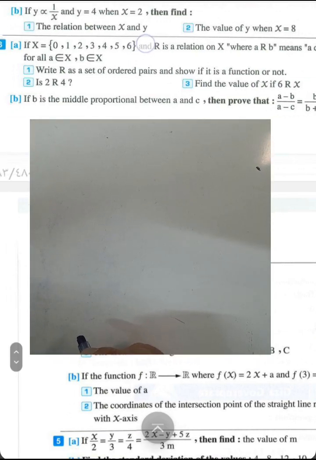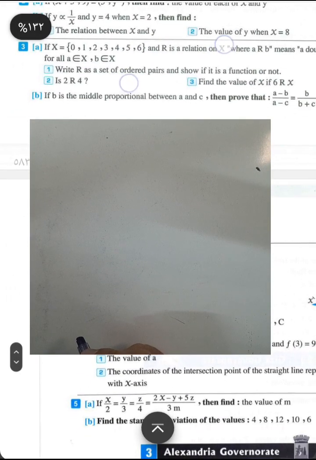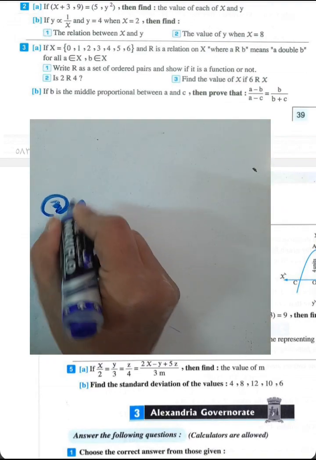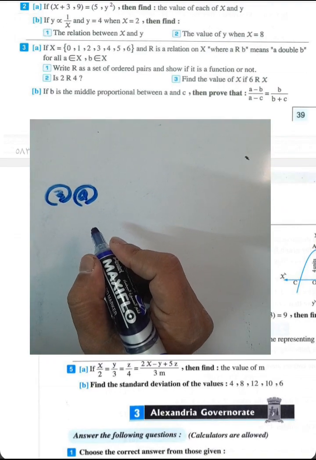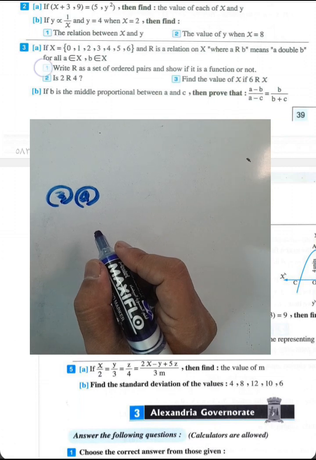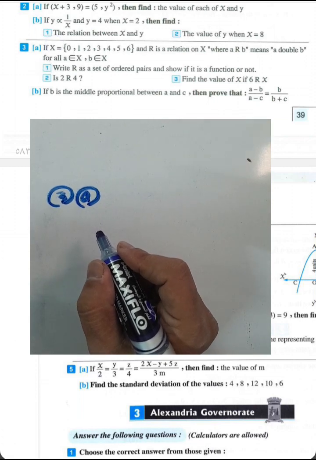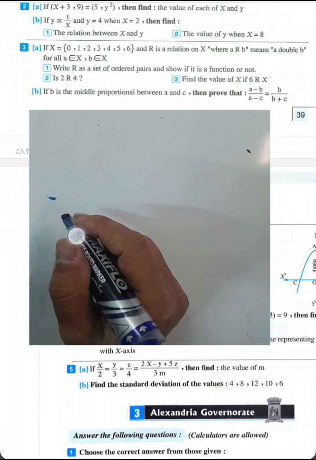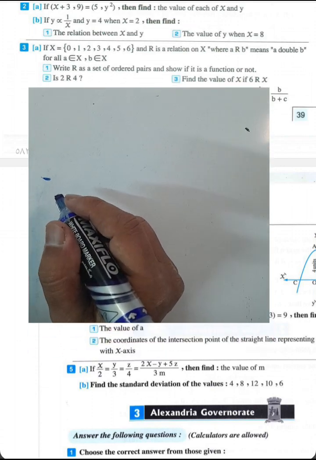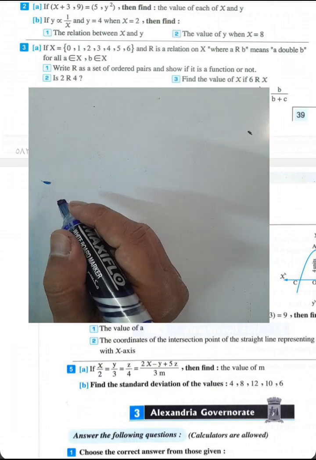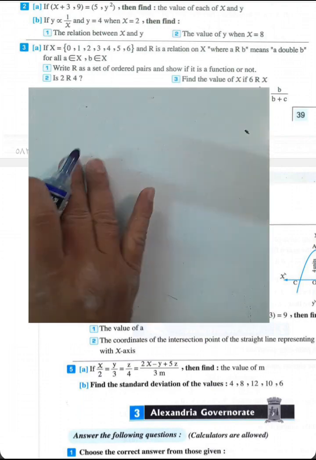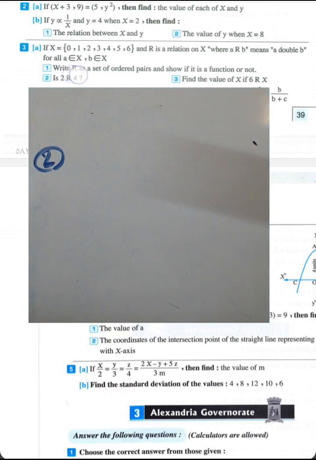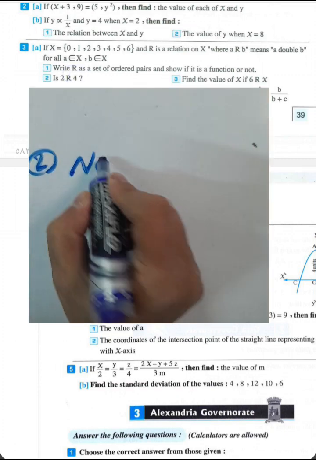Question 3, letter A. We have another question about this example. We want to find: is 2 related to 4? Not 4 related to 2, but 2 related to 4. So the answer is no.